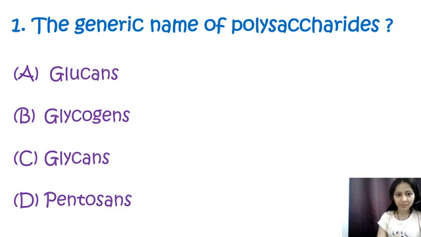Now question number 1. The generic name of polysaccharide is, so options are glucans, glycogens, glycans and pentosans. So over here the correct answer is option number C, that is glycans. We know the generic name of the polysaccharide is also glycans. Polysaccharides are large molecules made up of smaller units of monosaccharides, and we sometimes refer to polysaccharides as glycans. So the correct answer is option C, glycan.